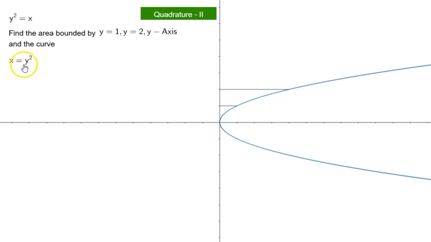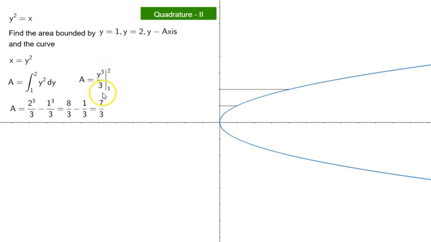So we have to find the area enclosed by these boundaries. We take it as x equal to y square. Then the area is equal to the integral from 1 to 2 of y square dy. We know the integral is y cube by 3 from 1 to 2. Substituting the limits, we get area is equal to 2 cube by 3 minus 1 to the power of 3 by 3, which is equal to 8 by 3 minus 1 by 3, which is equal to 7 by 3.